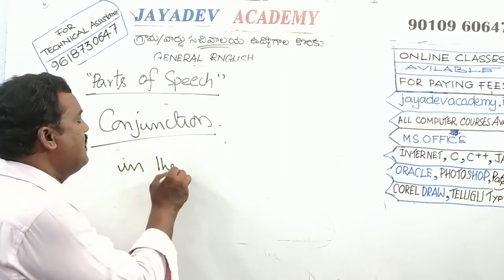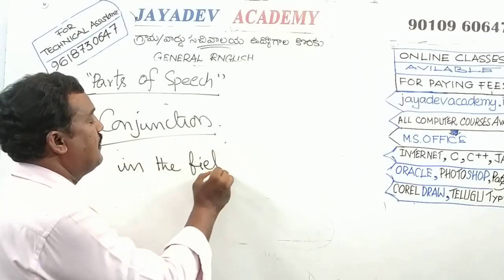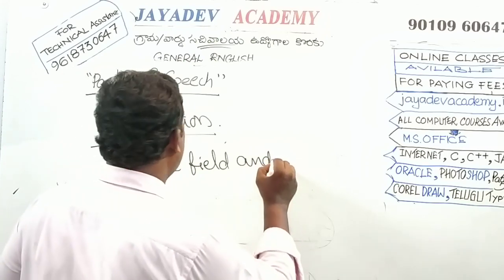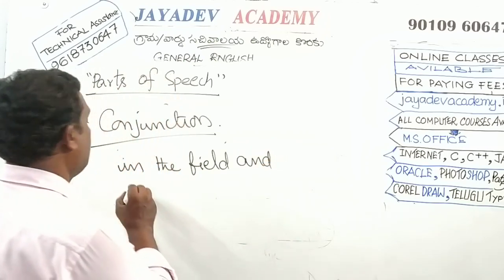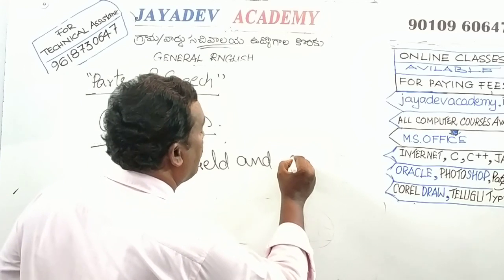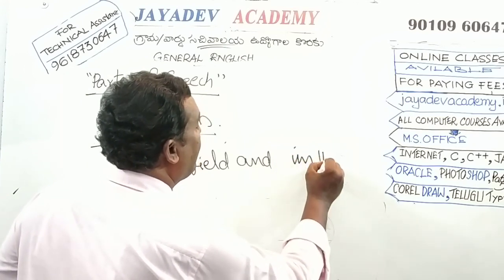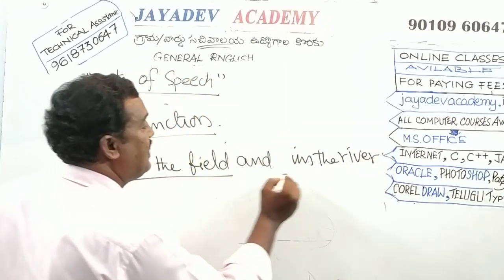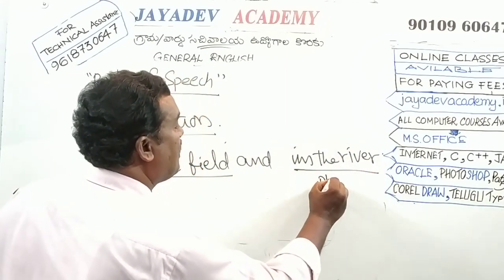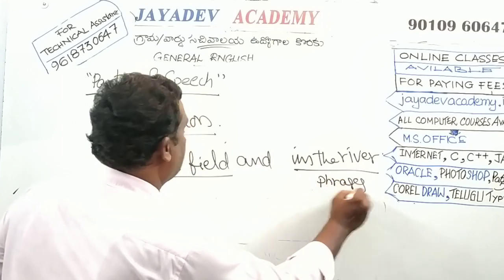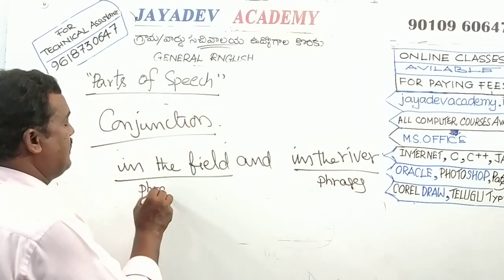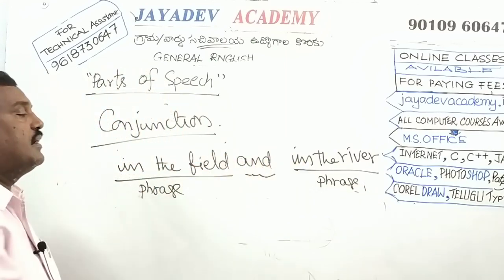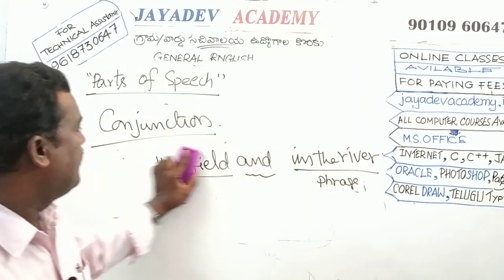Here, in the field and in the river. In the field, in the river. These are phrases. Phrase. Here also a phrase. Two phrases are joined by a conjunction.